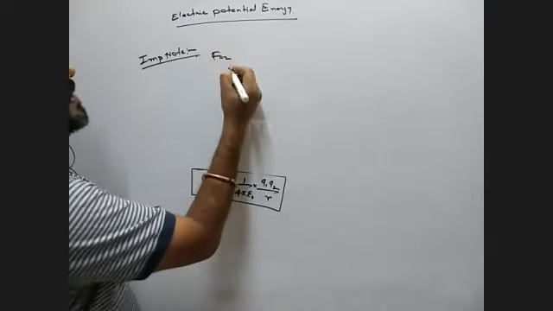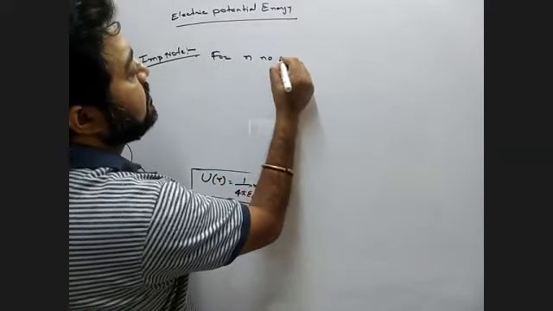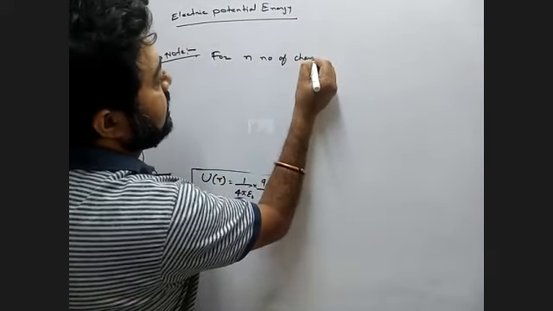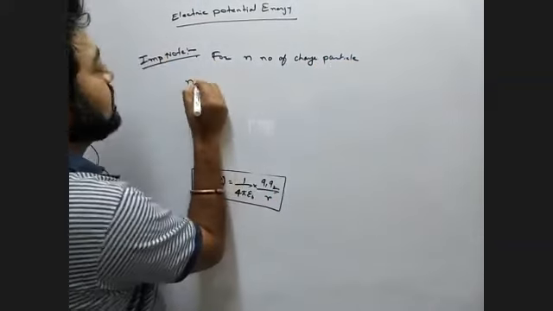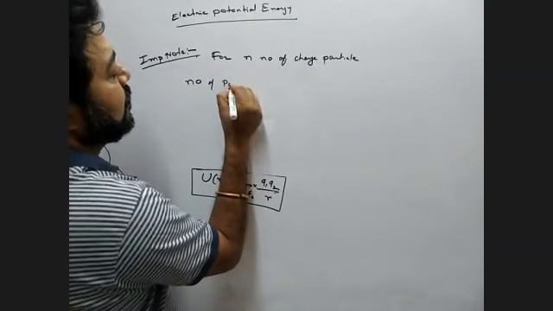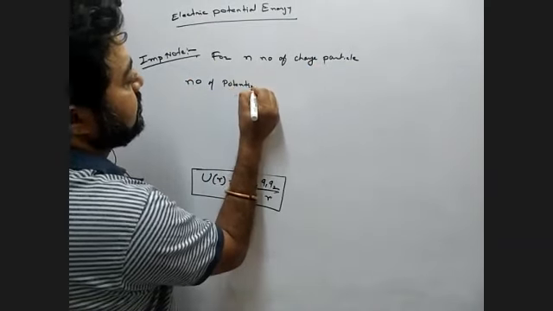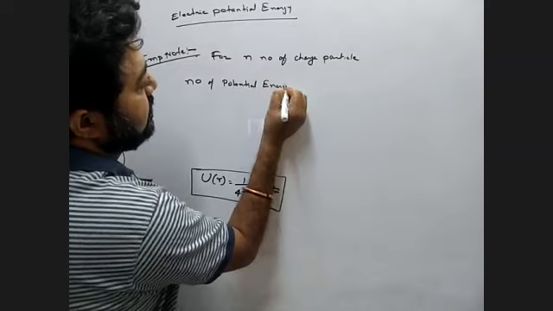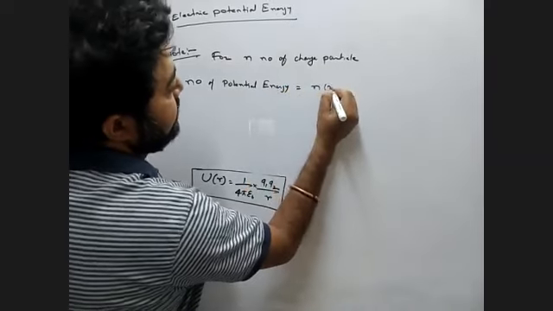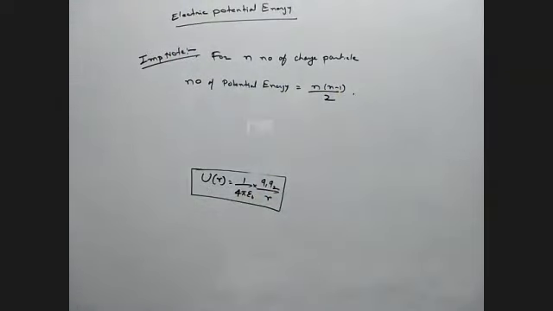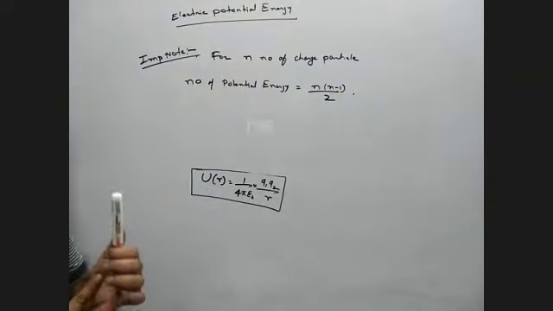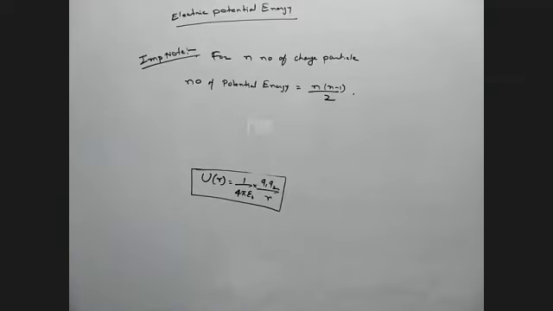For n number of charged particles, number of potential energies is equal to n into n minus 1 by 2. Now the question is how you get this value.